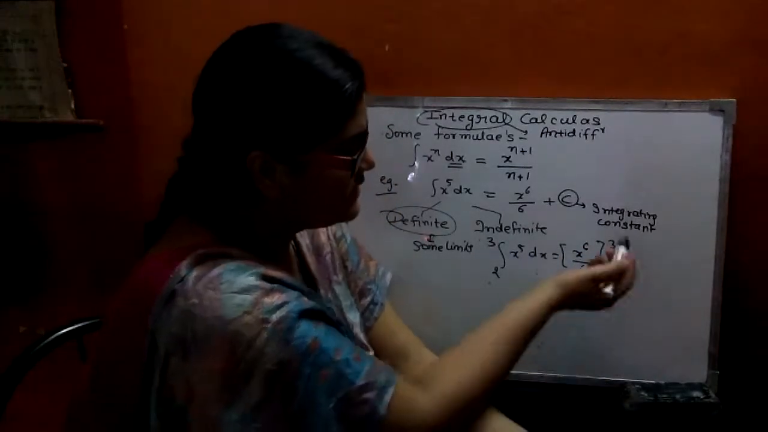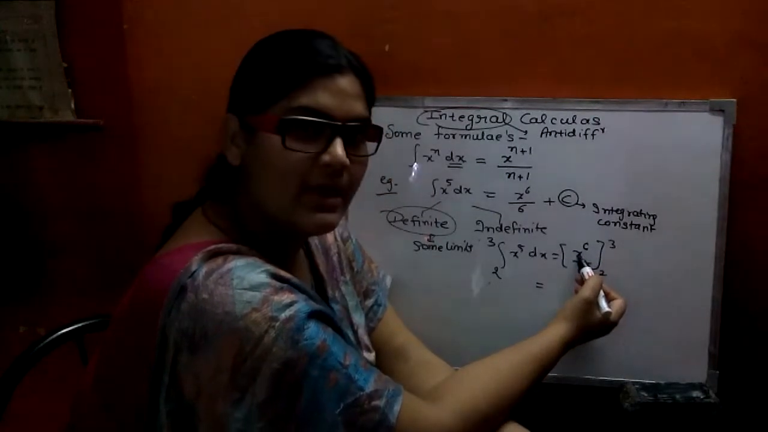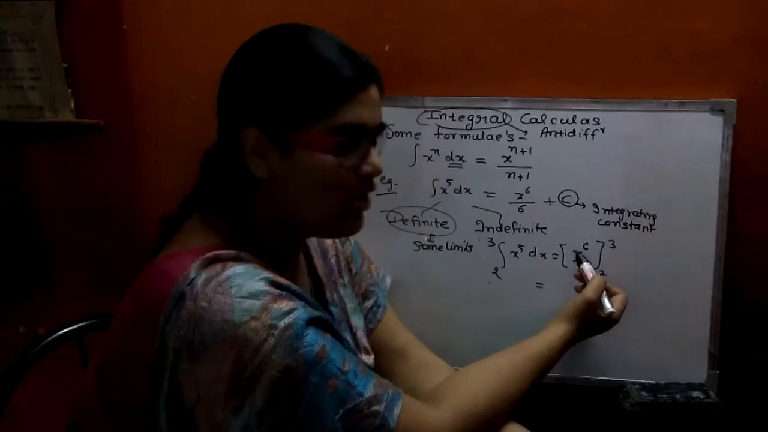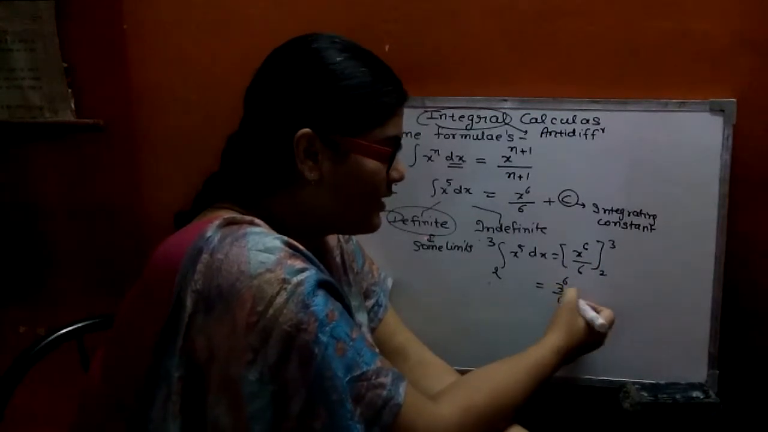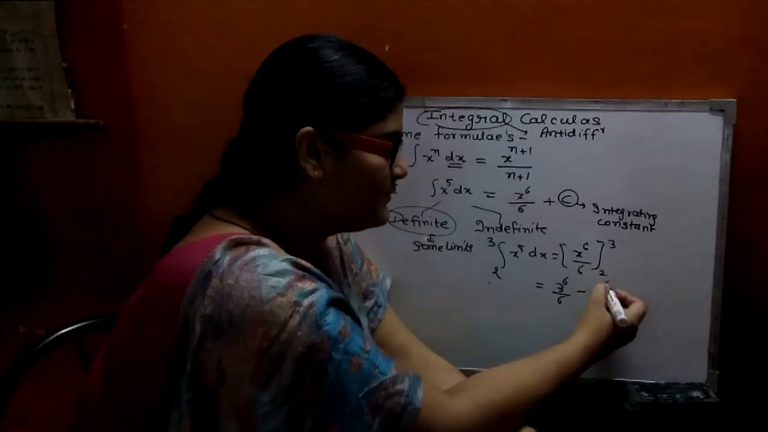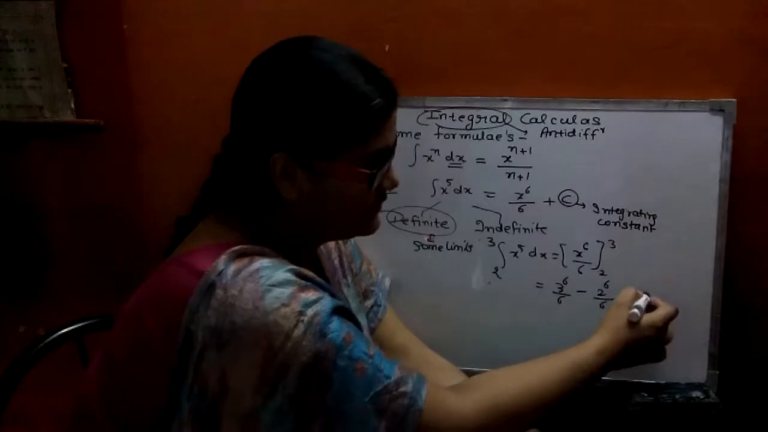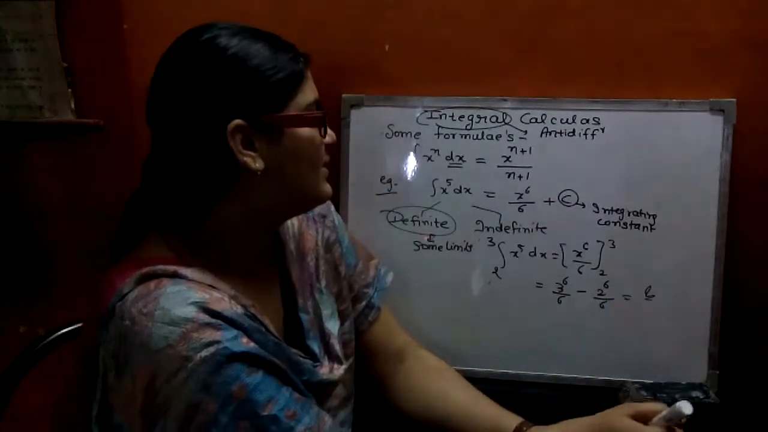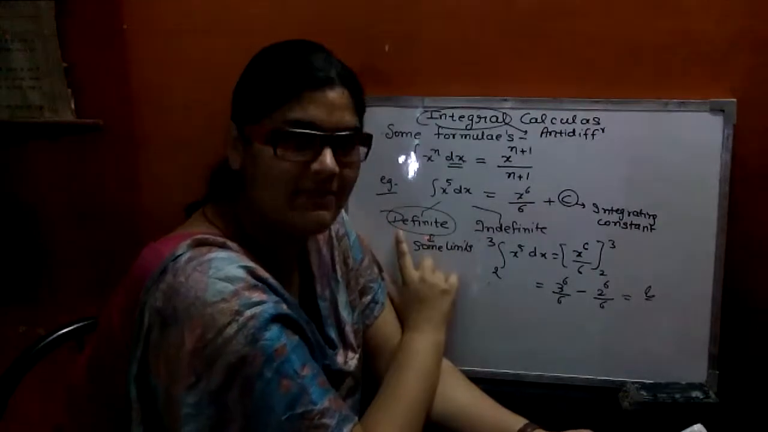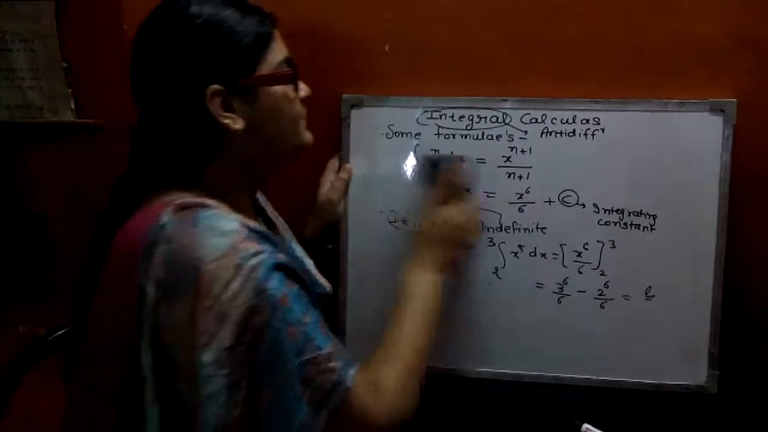How will you apply the limits? You have to substitute the upper limit in the value of x, that is 3 raised to power 6, minus the lower limit. Then you get the answer. This is your answer. Alright, so these types of integrals are definite and those are indefinite integrals. Let's move on.